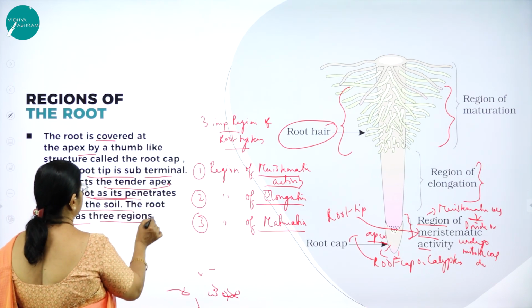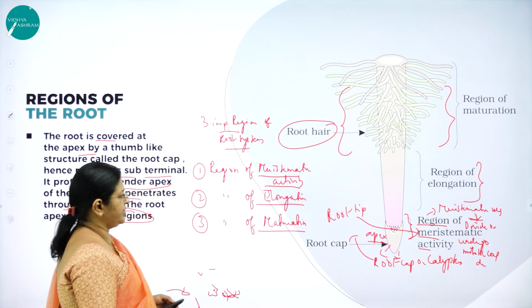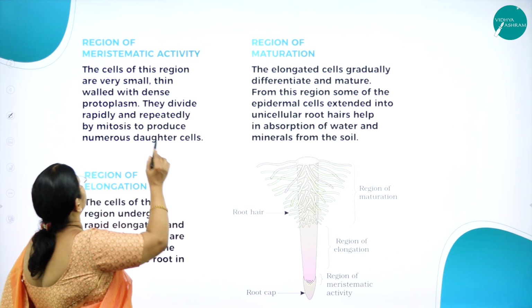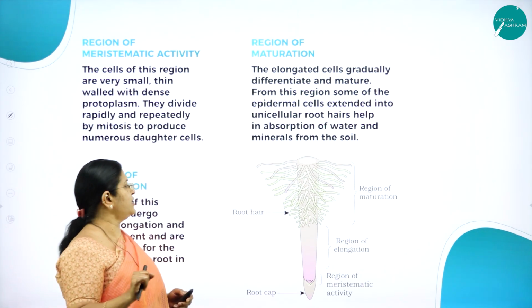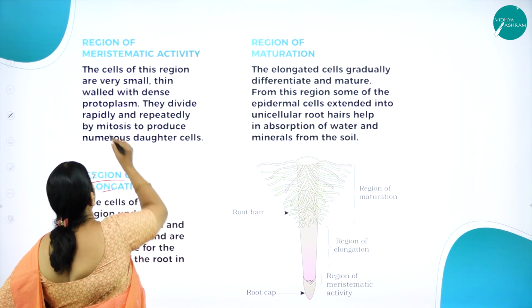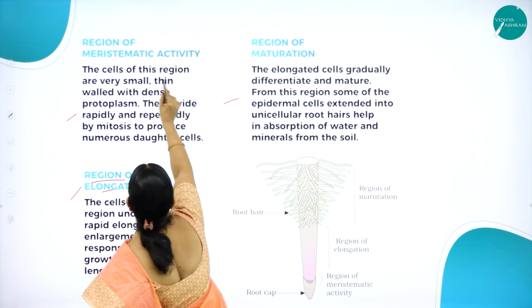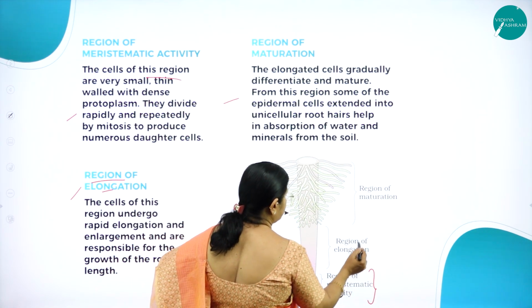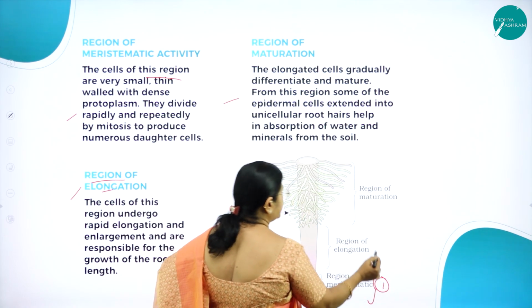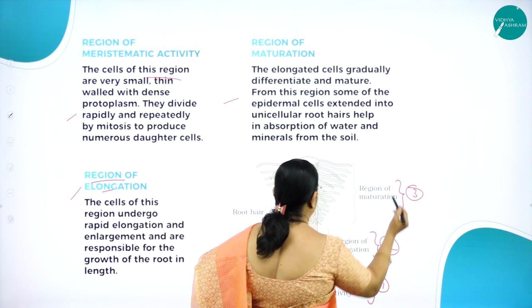The root apex has three regions. So the root apex, as I said, has three regions. Moving on to the region of meristematic. As I said, what are the three regions? Region of meristematic activity, region of elongation, then region of maturation. So what is region of meristematic activity? This is called the region of meristematic. This is the first region. This is the second region. And this is the third region.